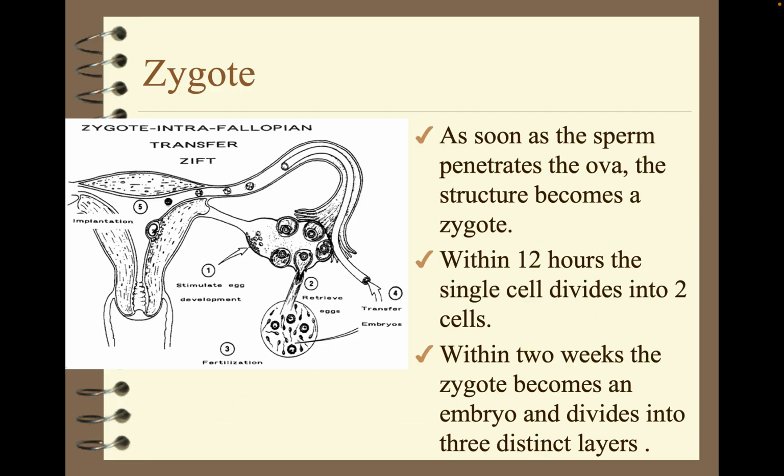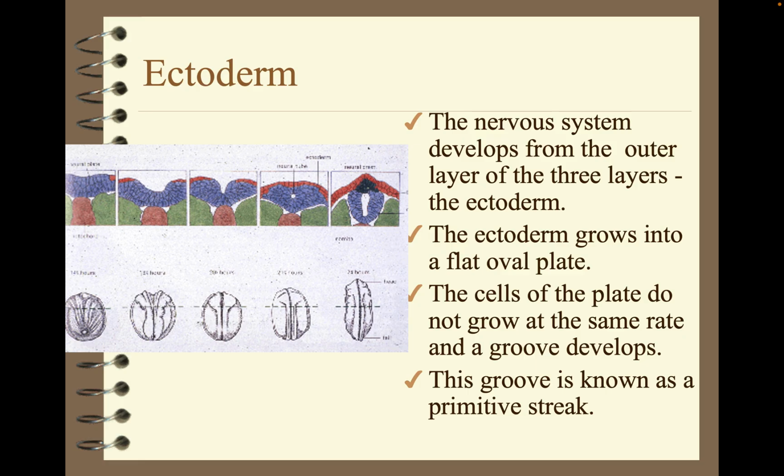As soon as the sperm penetrates the ova, the structure becomes a zygote. Within 12 hours, the single cell divides into two cells. Within 2 weeks, the zygote becomes an embryo and divides into three distinct layers. The nervous system develops from the outer layer of the three layers, the ectoderm. The ectoderm grows into a flat oval plate. The cells of the plate do not grow at the same rate, and a groove develops. This groove is known as the primitive streak, and that's the primitive streak right there.